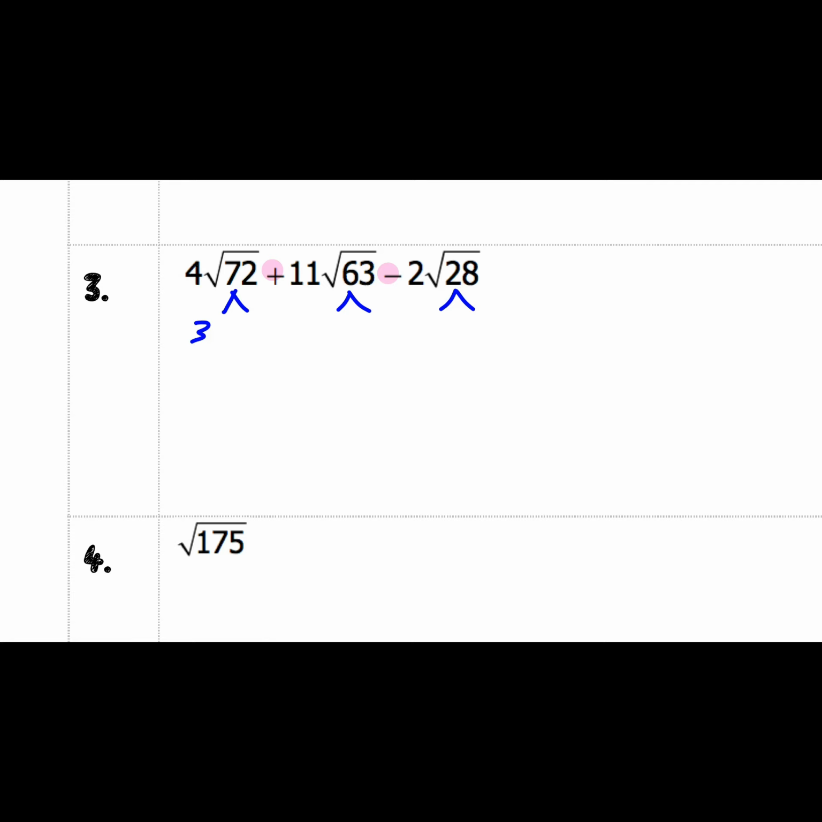The first one is 36 times 2. The second one is 9 times 7. And the third one is 7 times 4, sorry. Okay, so a lot of us get stuck here. What you need to do is, these are being taken the square root of. They're still under the square root, we just factored them out. And we're still multiplying by whatever coefficient is in front.